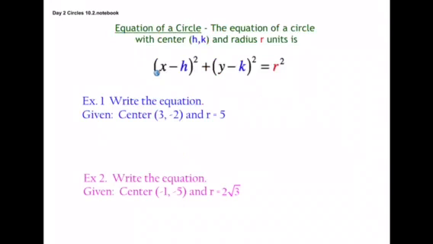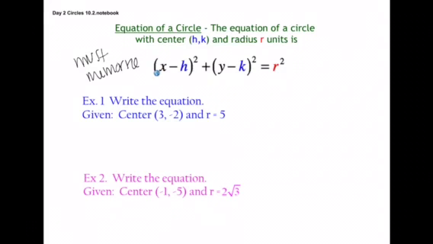h, k. The equation of a circle with the center at h, k and the radius r units is (x minus h) squared plus (y minus k) squared equals r squared. So this equation you must memorize.